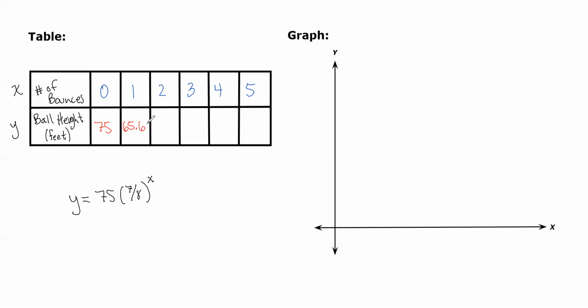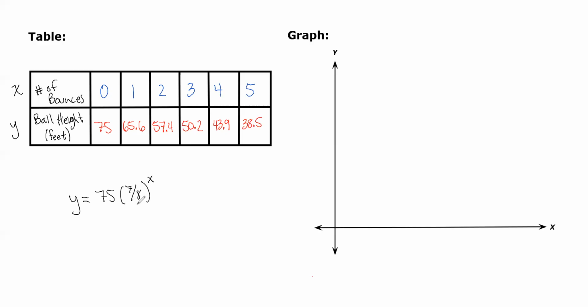65.6 feet. After the second bounce, we'll be multiplying by 7/8 again. We'll be at 57.4 feet. After the third bounce, we'll be at 50.2 feet. After the fourth bounce, we'll be at 43.9 feet. And after the fifth bounce, we'll be at 38.5 feet. So this isn't decreasing really fast. However, it is decreasing exponentially when multiplying by the same thing each time.